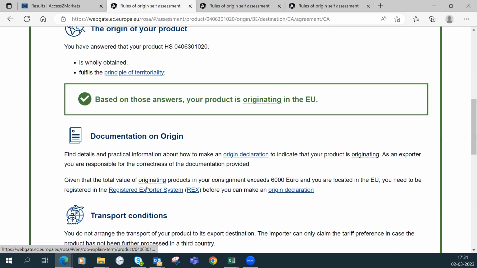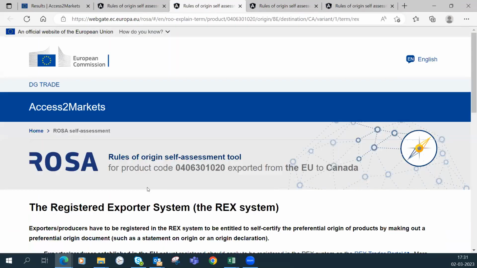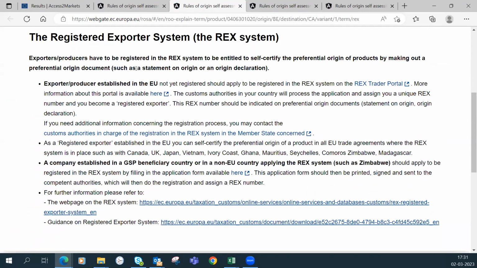Another perhaps useful piece of information when you export to Canada is that normally you have to be registered. You don't know exactly what it is. Again, you click and you have an explanation of how the exporter has to be registered. You can even find the portal where you can get a number, what we call a REX number, etc.